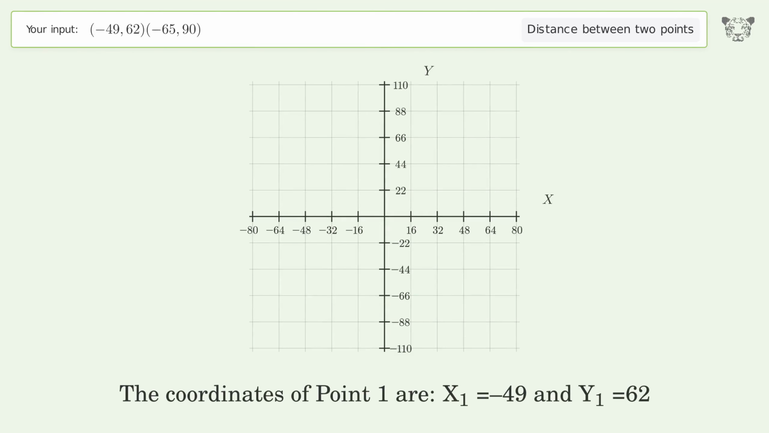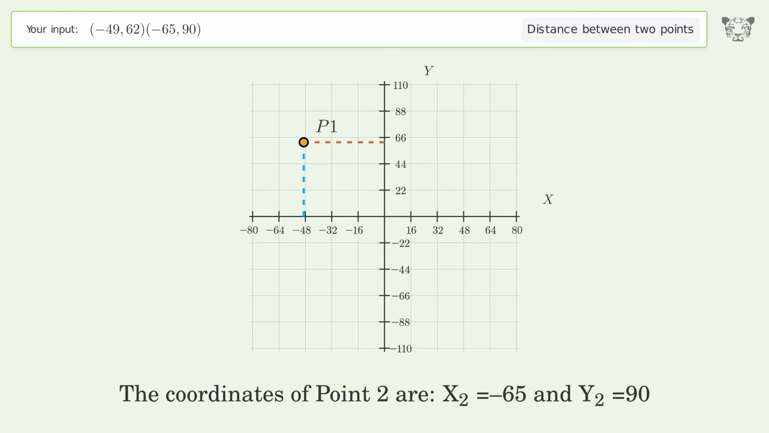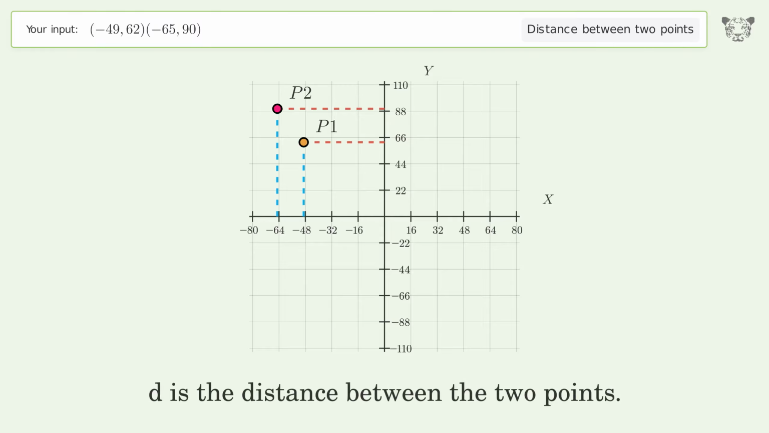The coordinates of point 1 are x1 equals -49 and y1 equals 62. The coordinates of point 2 are x2 equals -65 and y2 equals 90. D is the distance between the 2 points.